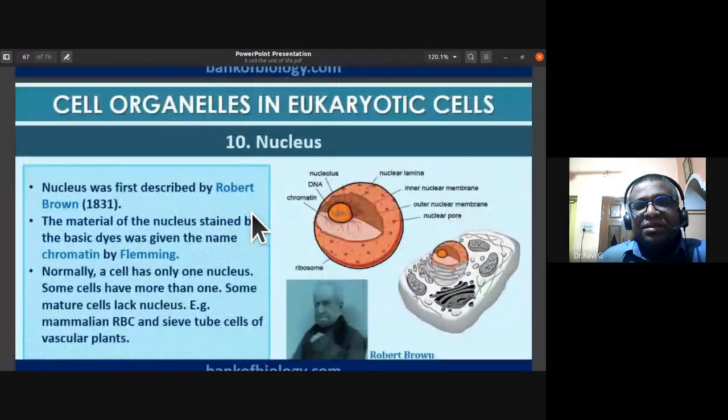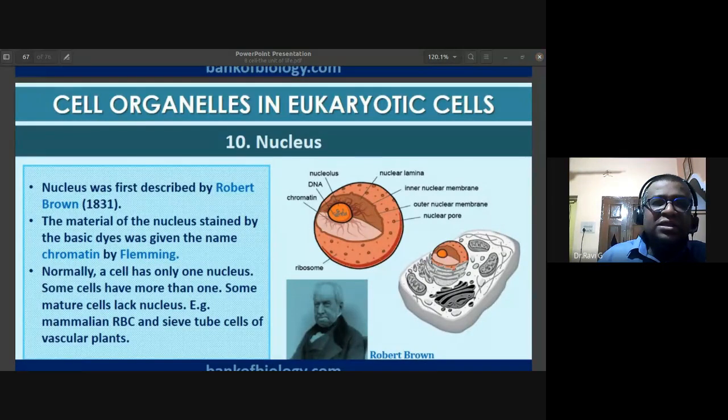The next important cell organelle that we will be discussing is the nucleus. The nucleus was first described by Robert Brown.